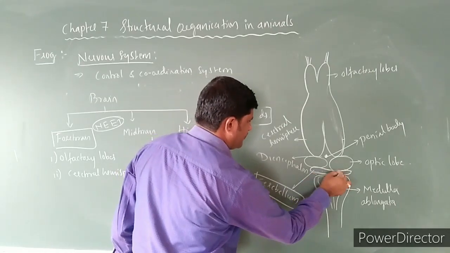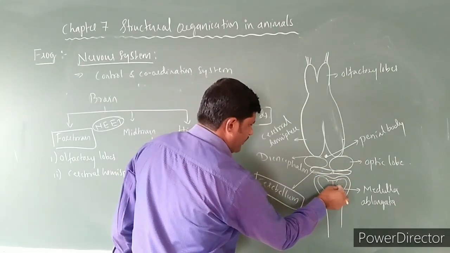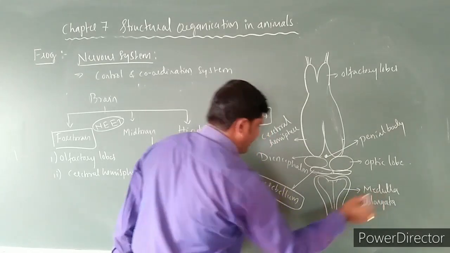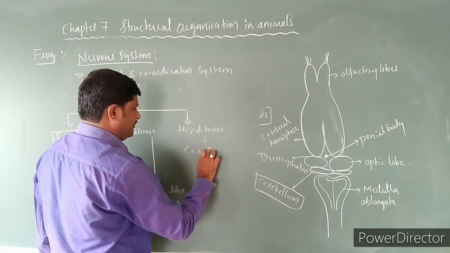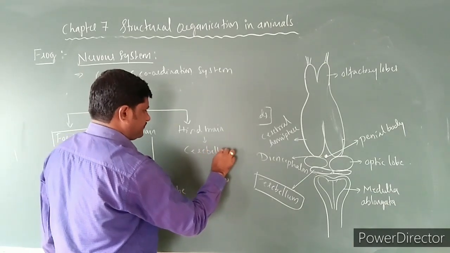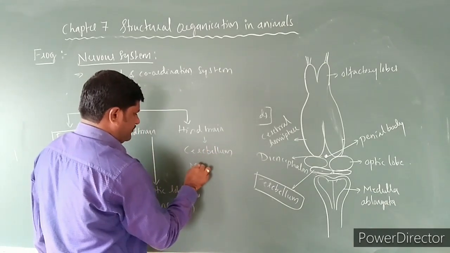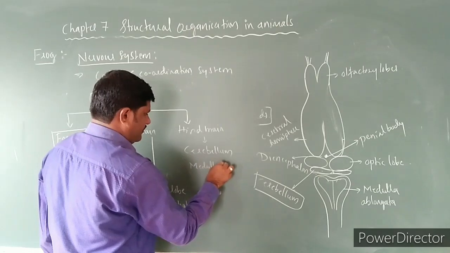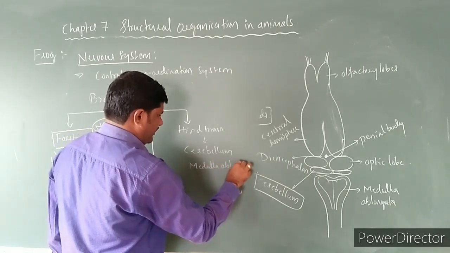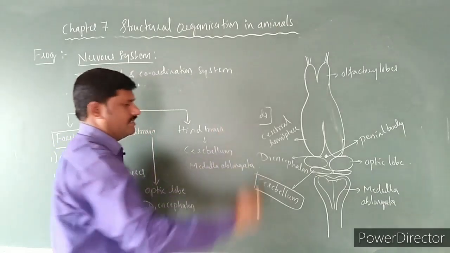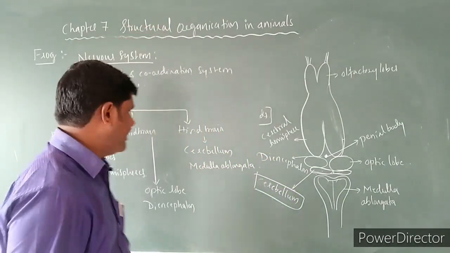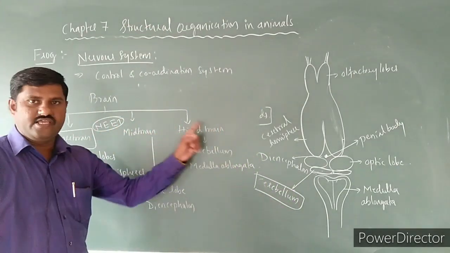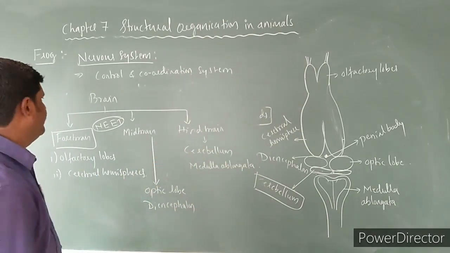And the hindbrain mainly consists of what? The cerebellum. And what is this structure known as? Medulla oblongata, right? So the hindbrain consists of the cerebellum and medulla oblongata. These are the structures that we come across. Keep all these things in your mind. Very important things to be noted over here.